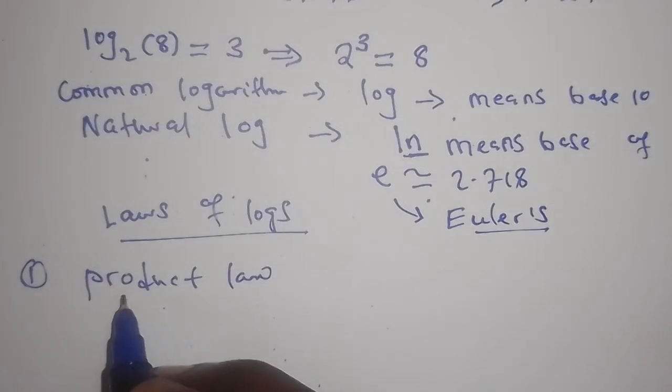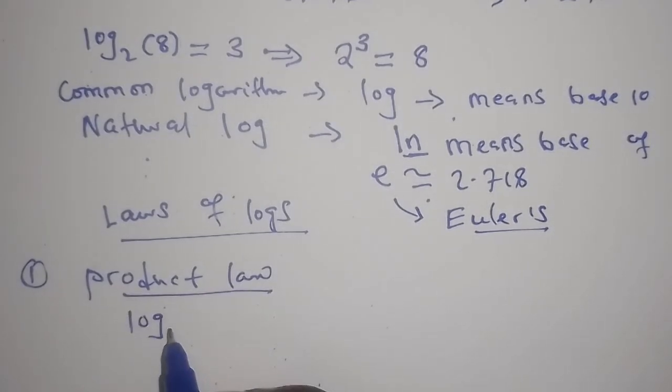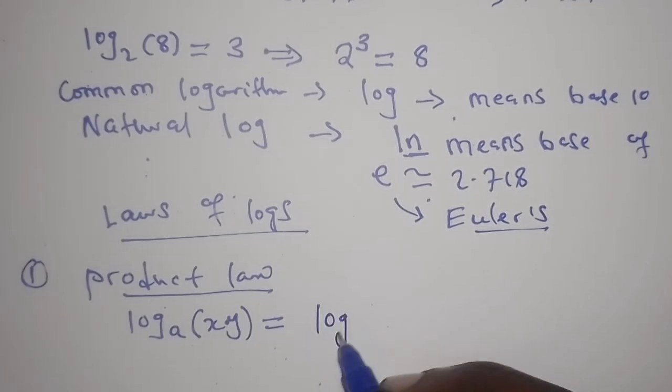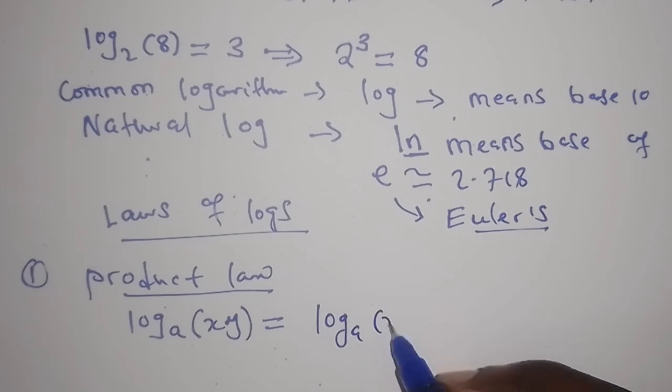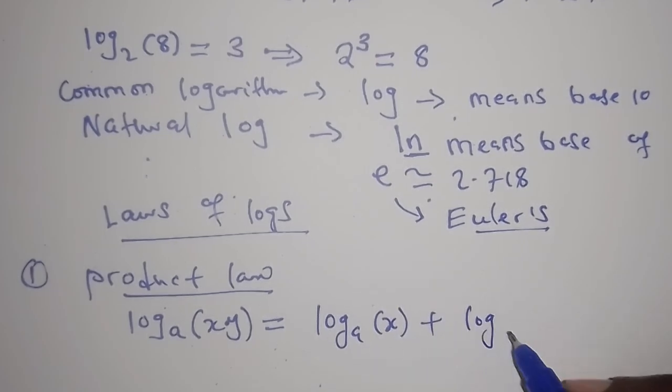So what does this law state? The product law is that you have log a of x times y. This is the same as saying that when you're multiplying two logs, it simply means that you are adding them. So you just have to say log a x plus log a y.